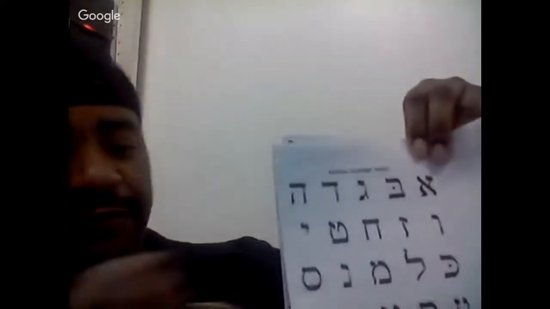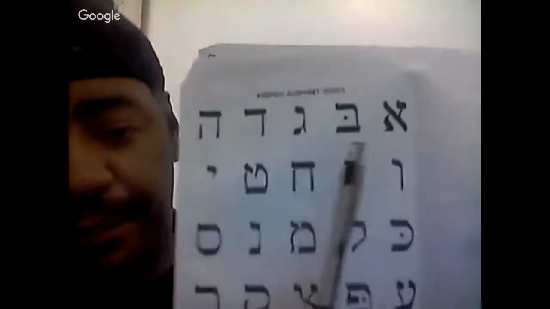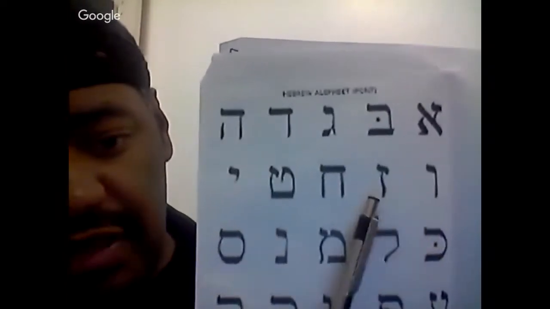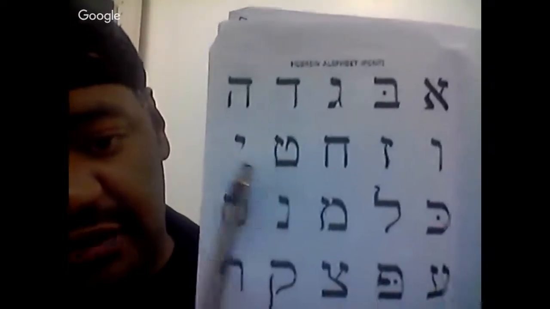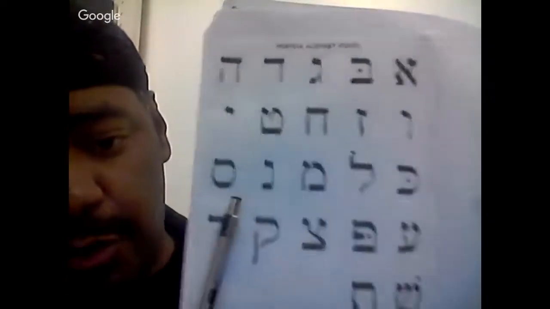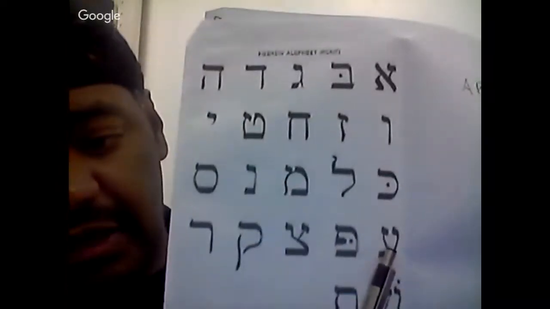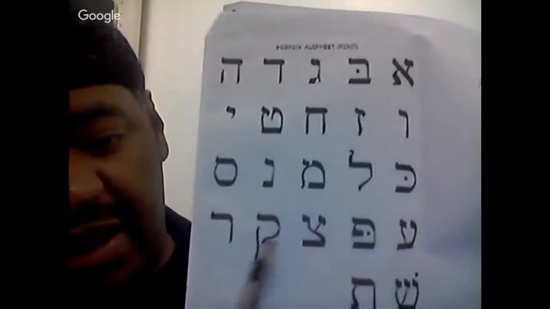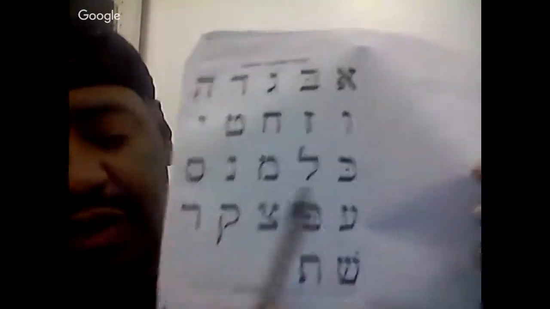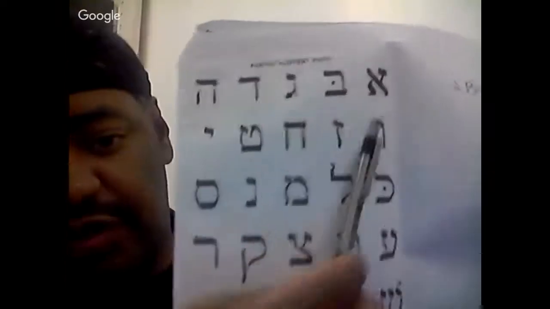What we're looking at are some notes from before, in review. Aleph, Bet, Gimel, Dalet, Hey, Vav, Zayin, Chet, Tet, Yod, Kaf, Lamed, Mem, Nun, Samekh, Ayin, Pei, Tzadi, Kuf, Resh, Shin, Tav. All right. So just want this to be noted for edification purposes.